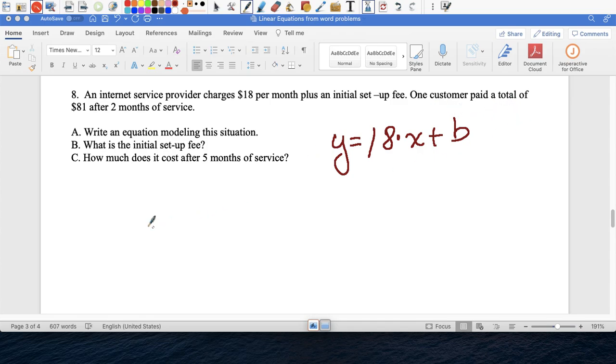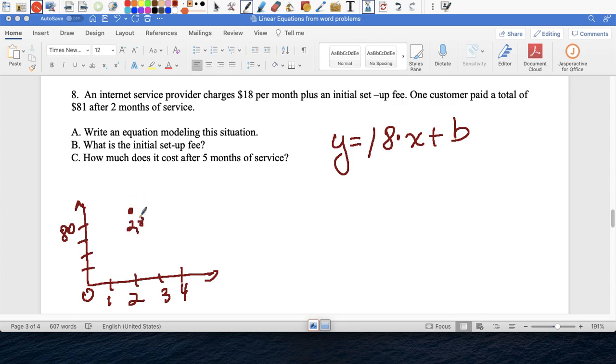And then we know that one customer, and I'll draw a graph, at 2 months, 0, 1, 2, 3, 4, and for 81, let's go 20, 40, 60, 80. So we know that one customer, after 2 months, paid $81. So let me just draw it right there. That's 2 and 81. That's all the information that I have. I have half of my equation of the line complete. I need to find b.